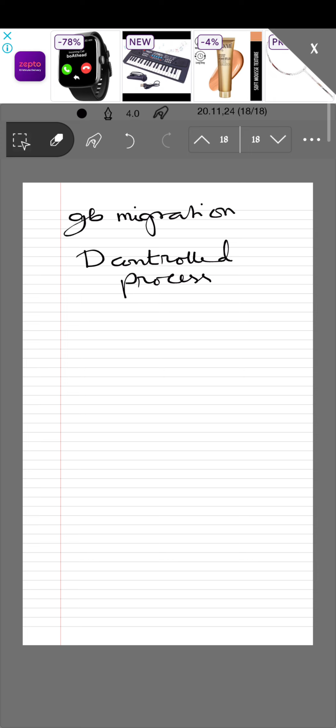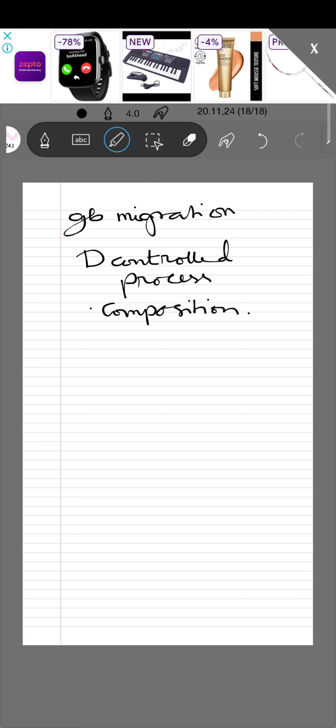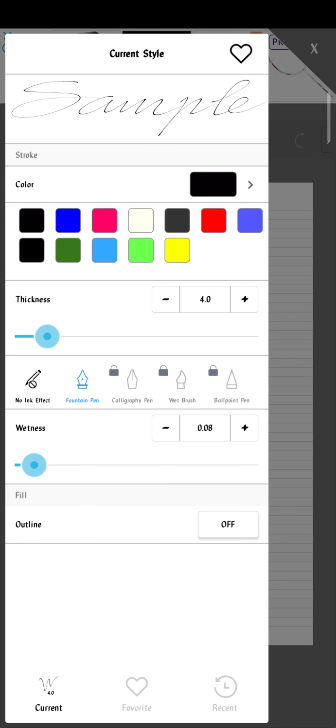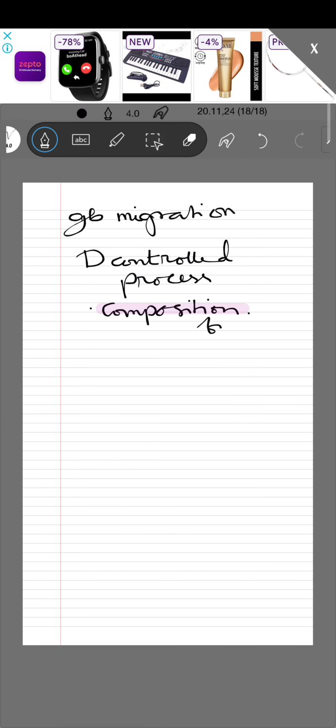And it is dependent, firstly, on the composition, which is usually fixed unless and until we are doing some sort of alloying or other things. We will consider the composition to be fixed. But it depends upon another important aspect, that is temperature.